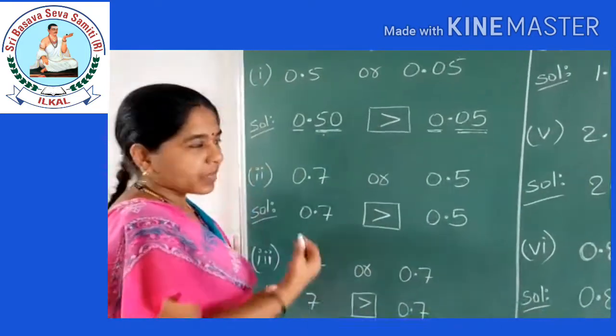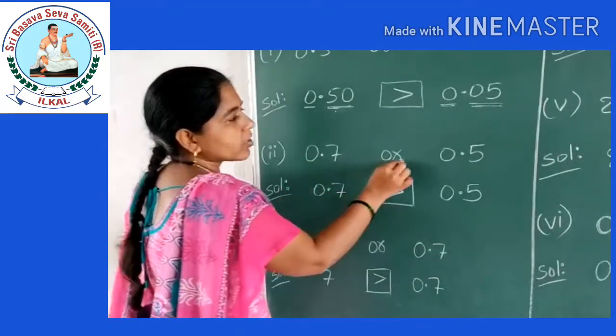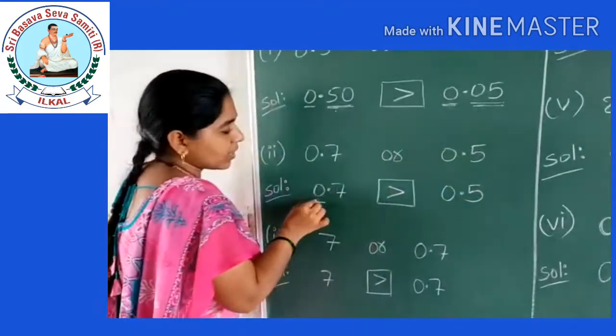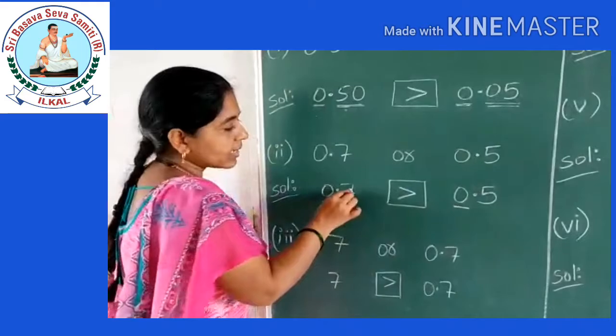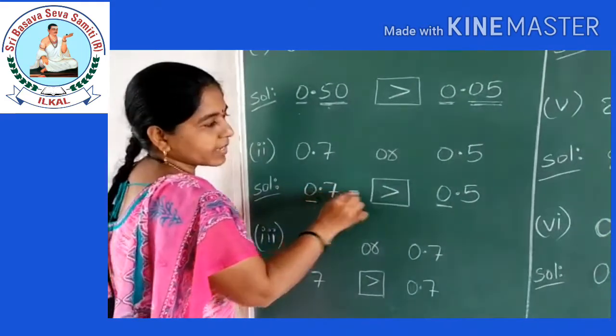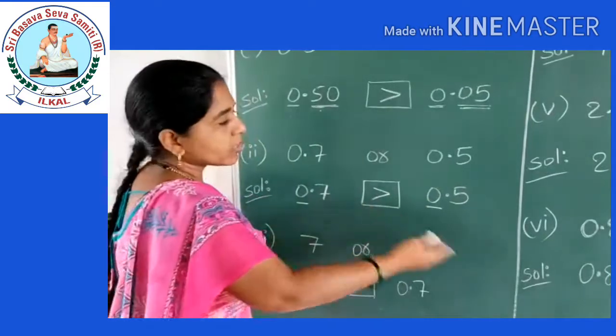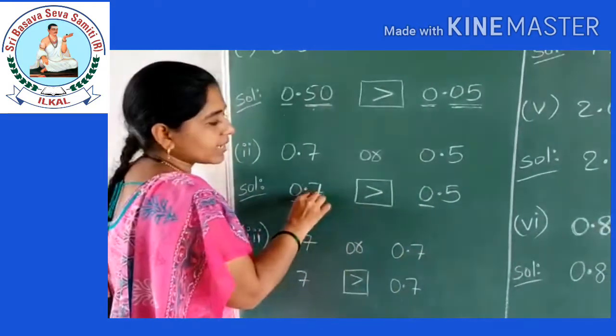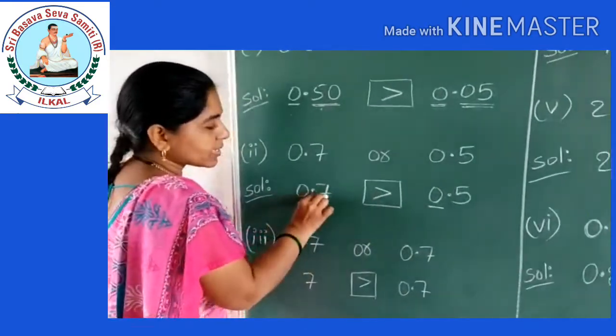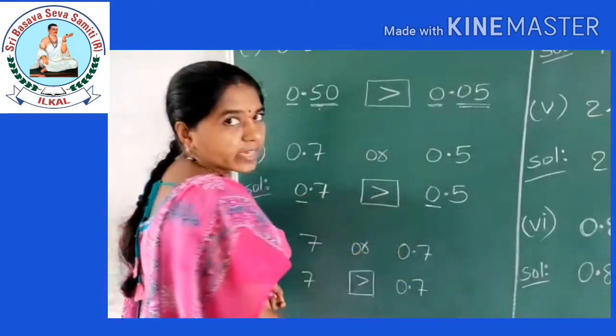Is it clear? Next one, 0.7 or 0.5. Here the whole number place, both are 0. The first decimal place is 7, here it is 5. Only one decimal place on both sides, no need to take extra zeros and all. 7 is greater, then 0.7 is greater than 0.5.